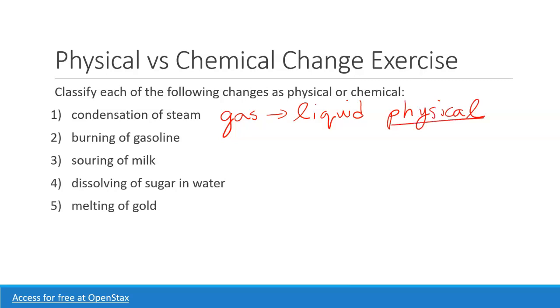All right, burning of gasoline. So the key word, one thing when you're looking at the examples here, is to look at the verb each time and focus on that. Okay, so burning of gasoline, we said that burning is going to be chemical. Any explosion or combustion is going to be an example of a chemical change. Souring of milk, so that's an example of rotting food. That's going to be chemical.